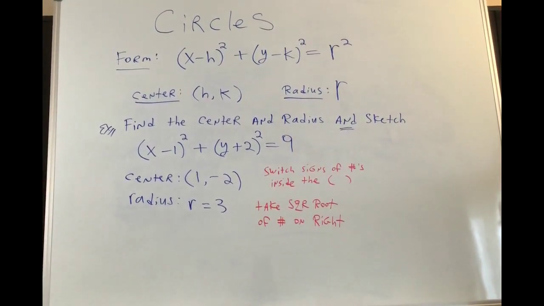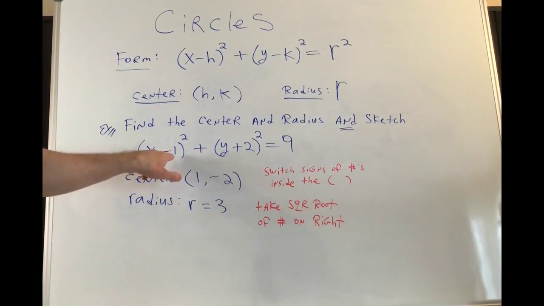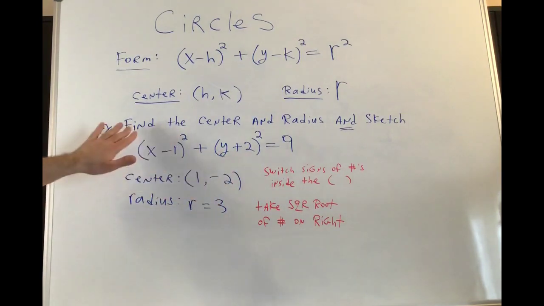Wow. I guess I'd be remiss if I didn't write something down. So I wrote the thing. Like I said, to get the center, you just switch the signs of the numbers inside, whatever they are. If they're minus, you make them plus. If they're plus, you make them minus. Real easy. The numbers inside the parentheses.